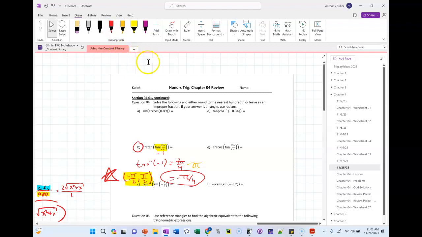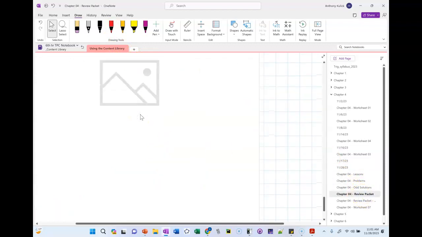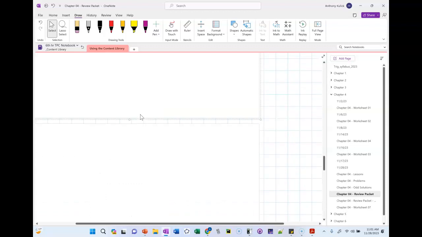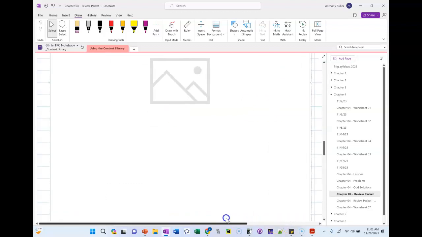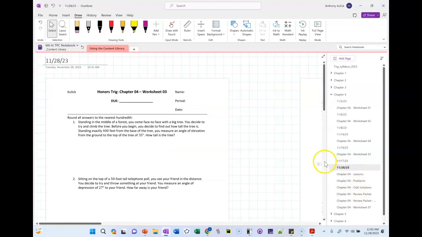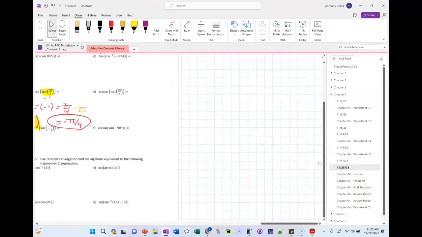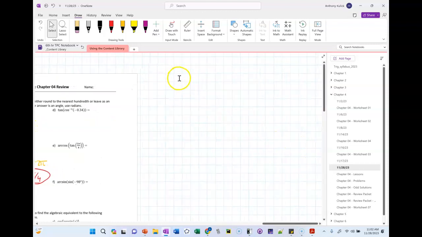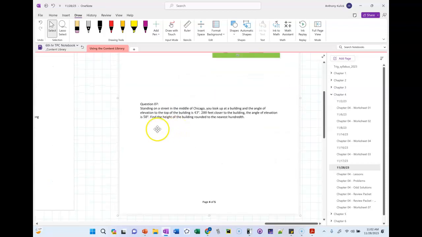The first story problem? Okay, which one is the first story problem? On the last page. It's on the last page. Okay. All right, let's come back over here.